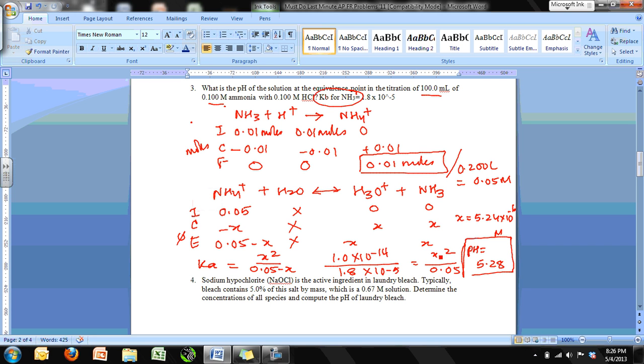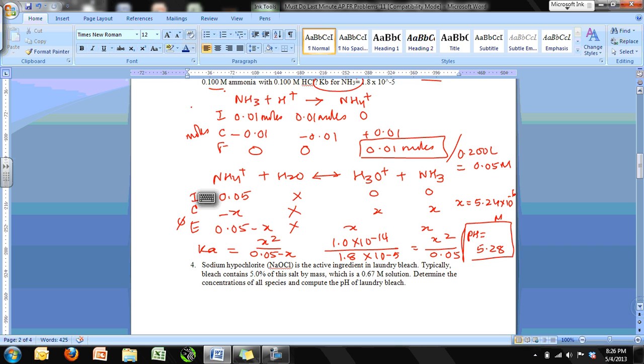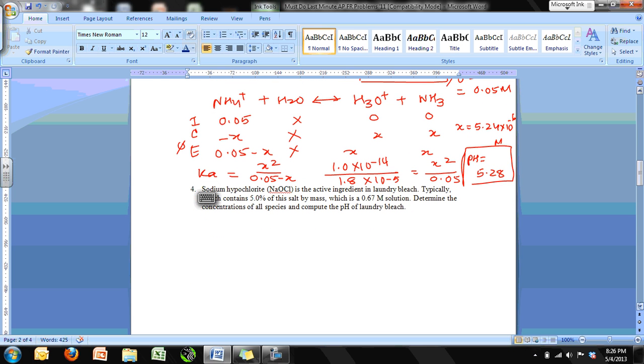Remember guys, at equivalence point, you have no more acid or base left to determine the pH. What determines the pH at equivalence point is the salt hydrolysis. So you must see what is your salt and does it make the solution acidic or basic. Should you be writing a Ka or Kb expression? So that is question number 3.